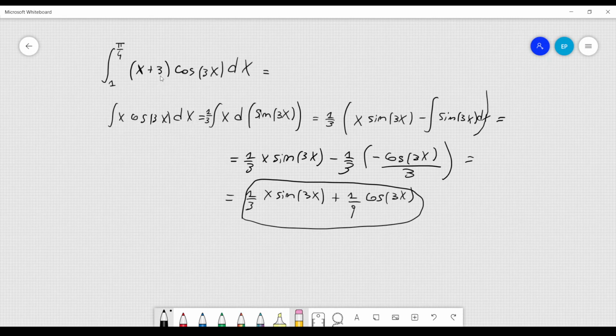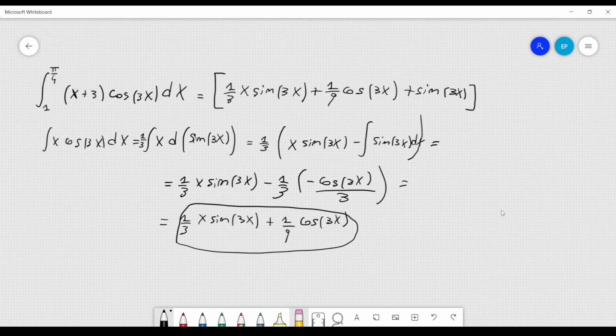Whereas we also have the integral of 3 times the cosine of 3x, which is an easy integral, that's just the sine of 3x. So the result is 1/3 x sine of 3x plus 1/9 cosine of 3x plus sine of 3x, and we have to evaluate this between 1 and pi over 4.